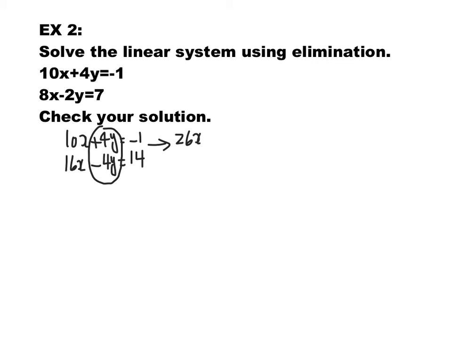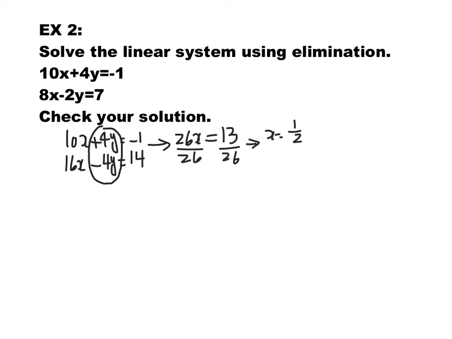4y minus 4y gives me 0, so y is eliminated. And negative 1 plus 14 gives me 13. Now I divide by 26, and I get x is equal to 13 over 26, or 1 over 2. I'm not going to change it to 0.5. Get used to it. Just work with fractions. Do not use decimals unless the problem specifically says, use decimals.